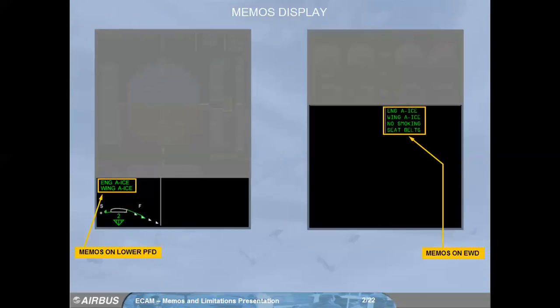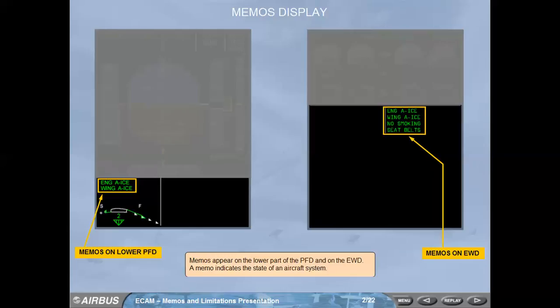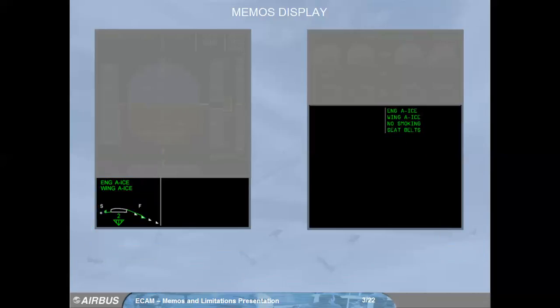Memos appear on the lower part of the PFD and on the EWD. A memo indicates the state of an aircraft system. Memos usually appear to display some crew selections or to indicate an automatic system function. Memo messages generally appear in green. For example, engine anti-ice, wing anti-ice, no smoking, seat belts.